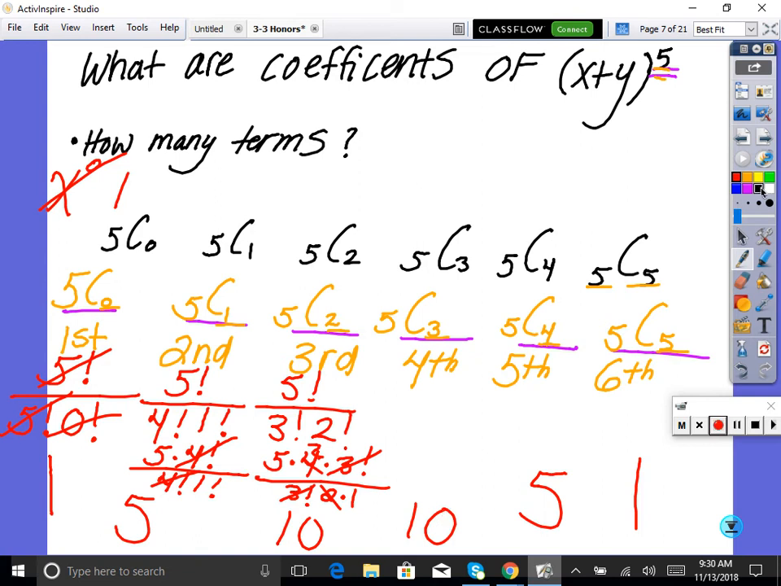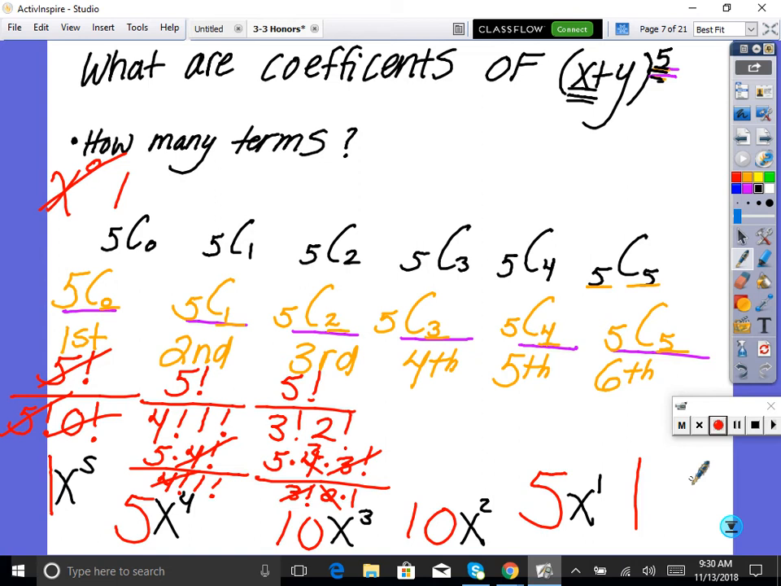Now we can actually fill in the rest. Why? Because remember we saw a pattern here. Didn't the front thing start with the highest degree and count down? Yeah. So now we can fill in the rest. So right here would be x to the 5th, x to the 4th, x to the 3rd, x to the 2nd, x to the 1st, and then x to the 0.